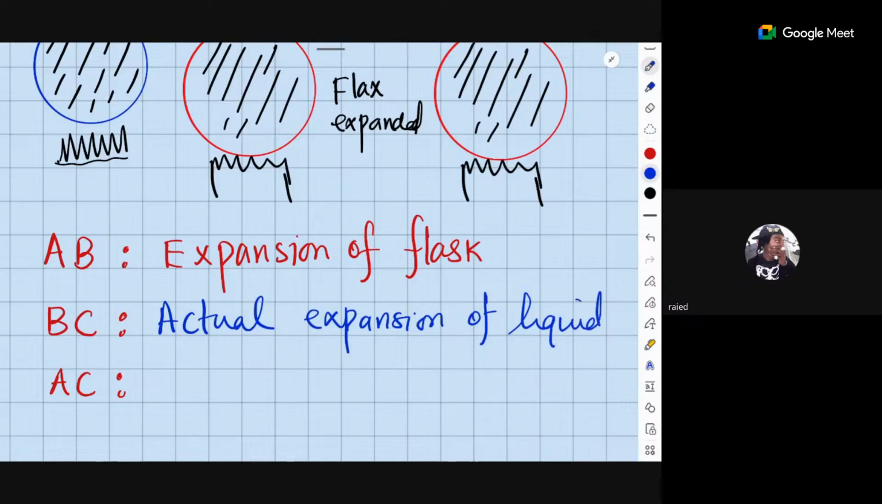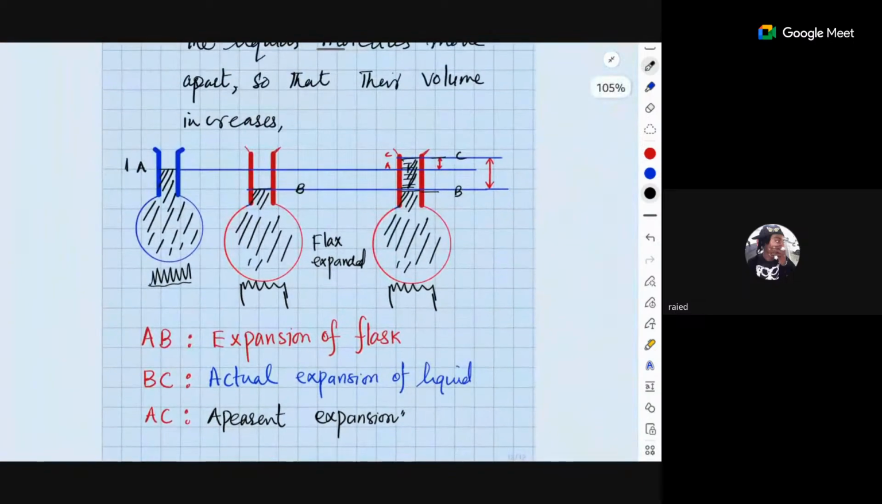Now from A to C, it is the apparent expansion. Remember, this is a very interesting thing. Apparently, you will see that I placed the liquid up to point A, and now it has reached point C. So it is called apparent expansion. Okay, is this clear to you?